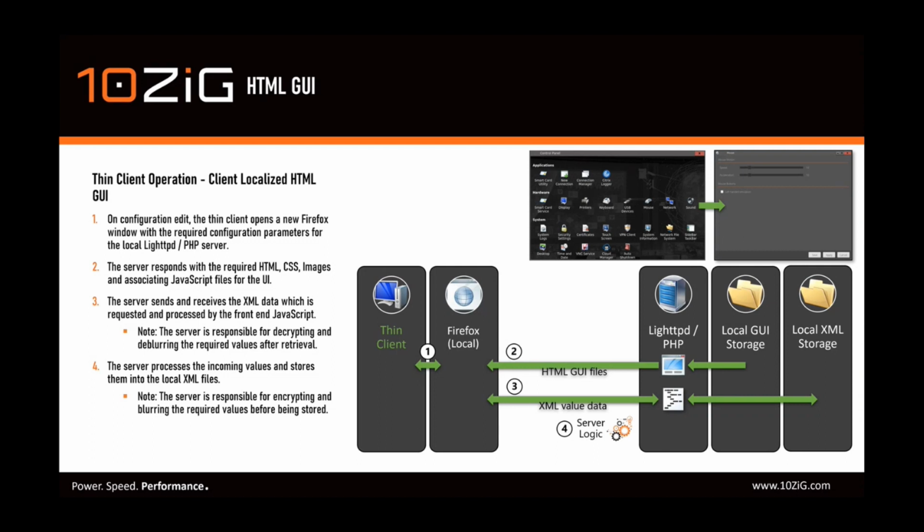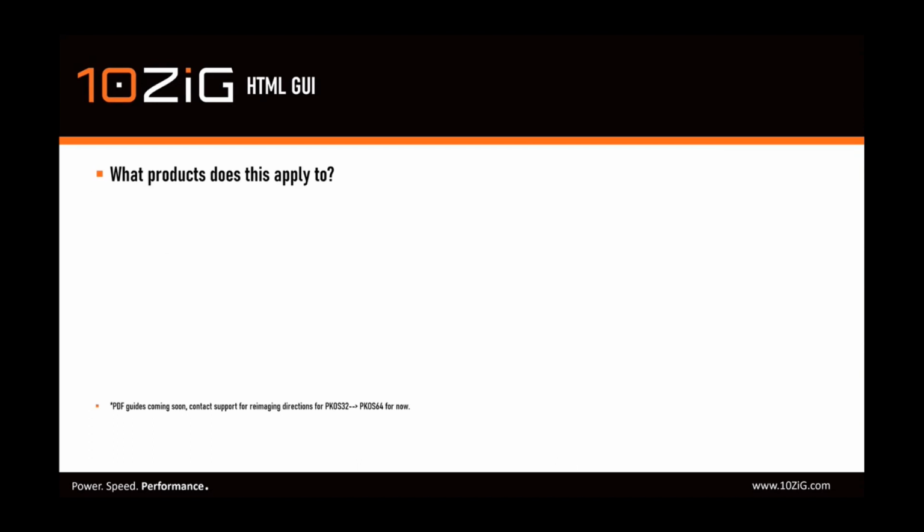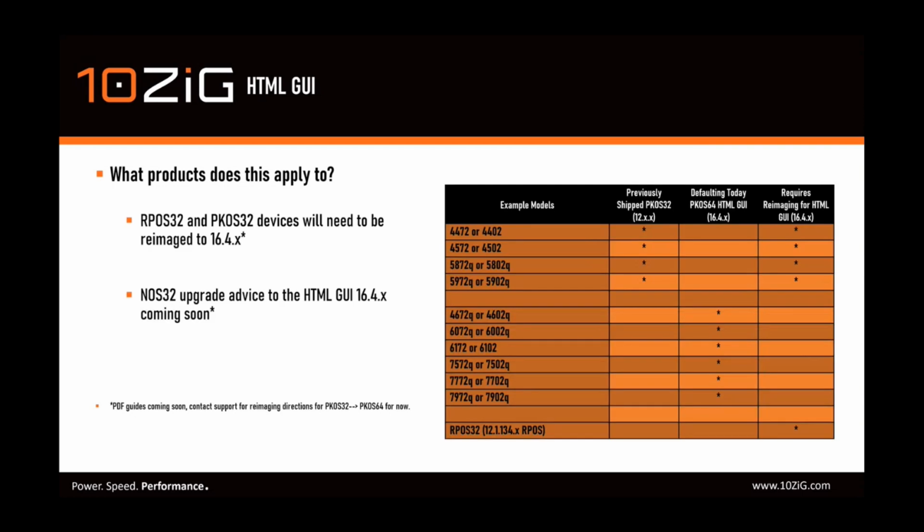with the Firefox browser being locally on the thin client. So then the question is, what products does the HTML GUI apply to? I've got a fancy graph here. Basically, if you're on OS 32, coming soon, we'll have the HTML GUI out with the 16.4.x.